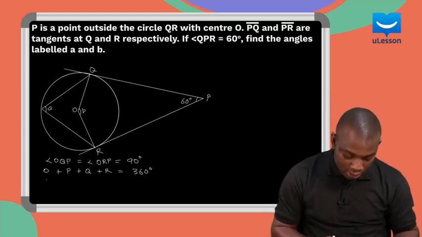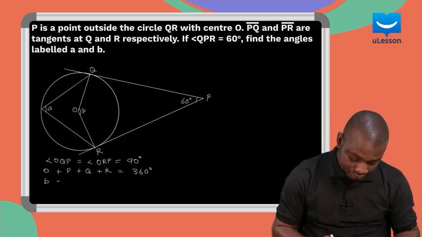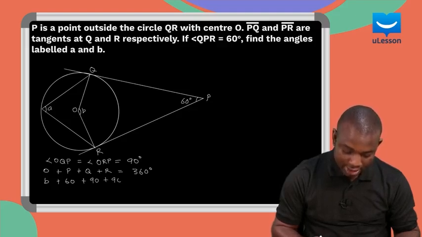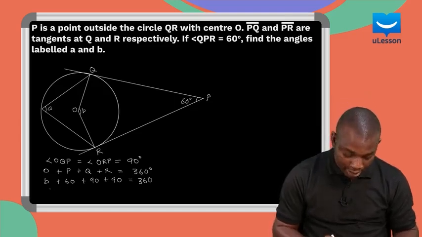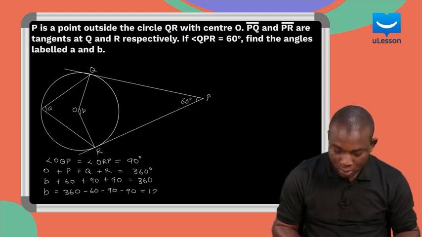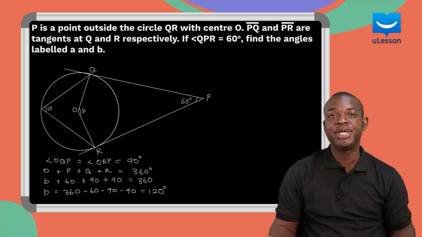Now, the angle at O is B. The angle at P is 60 degrees. The angle at Q is 90 degrees, and the angle at R is also 90 degrees, all equal to 360. Making B the subject of the formula, we now have B equal to 360 minus 60 minus 90 minus 90, which gives us 120 degrees as B.